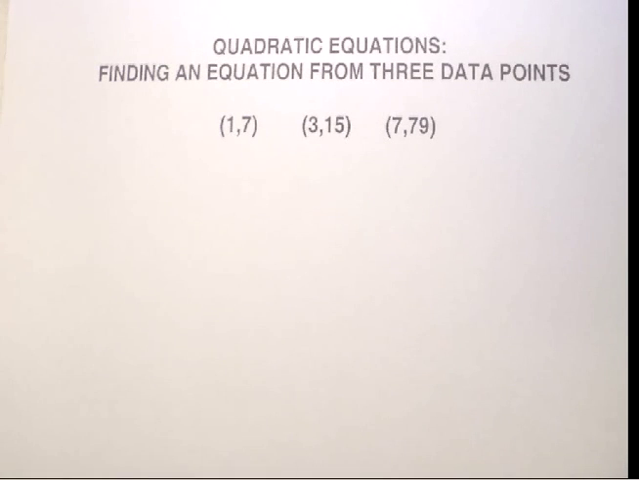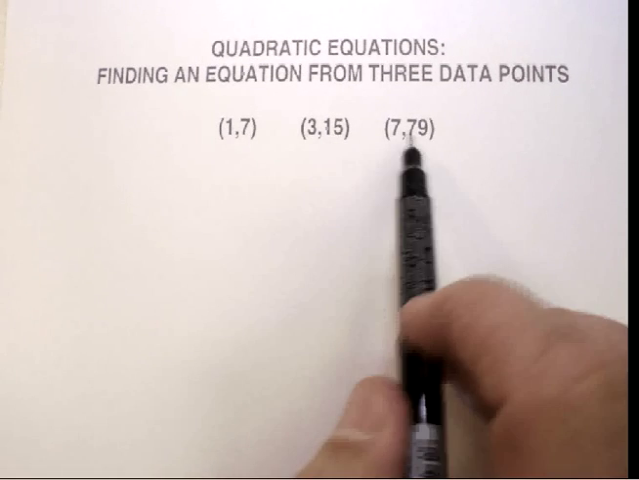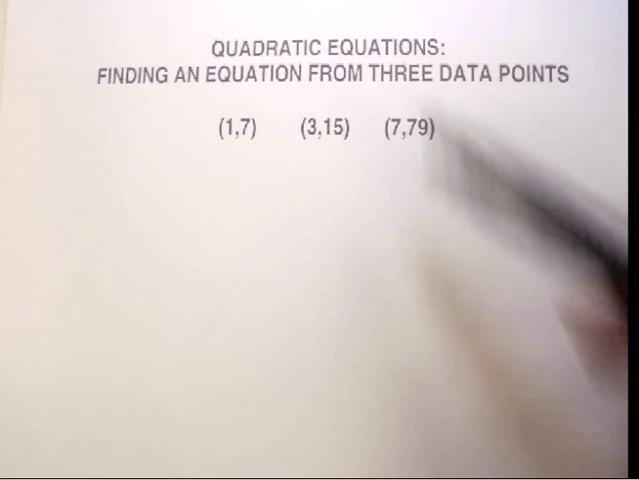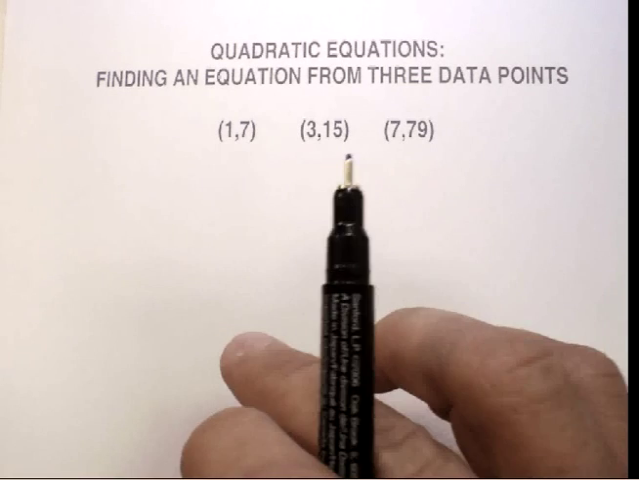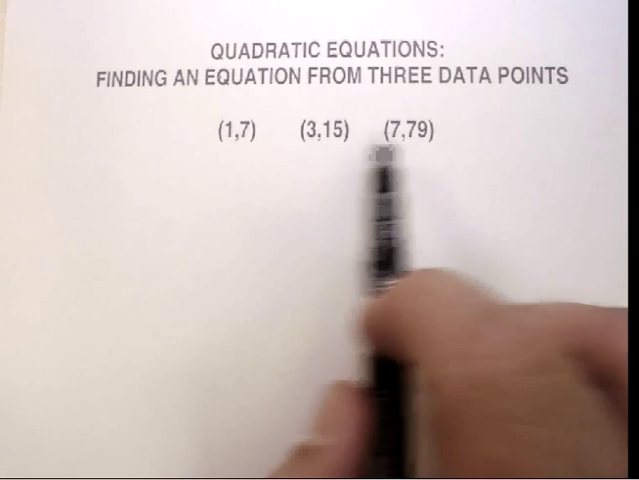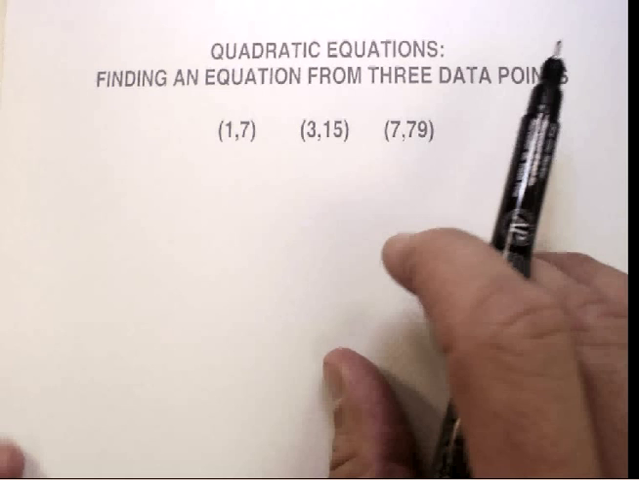Okay, in this video I'm going to do another demonstration of finding a quadratic equation when you're given three data points. Now they're not necessarily random. These three points are going to be on some kind of curved parabolic line, and we want to know what the equation is that goes through those three points.